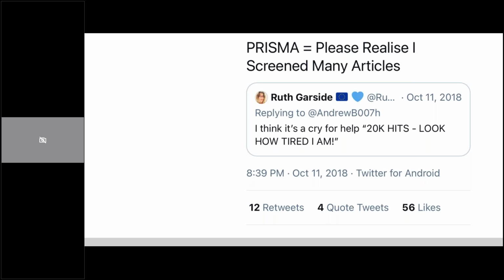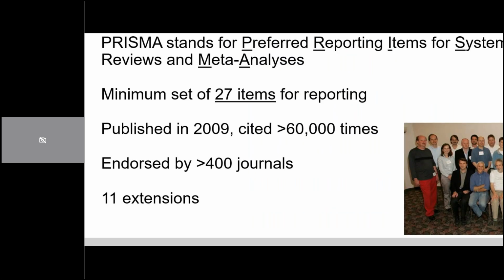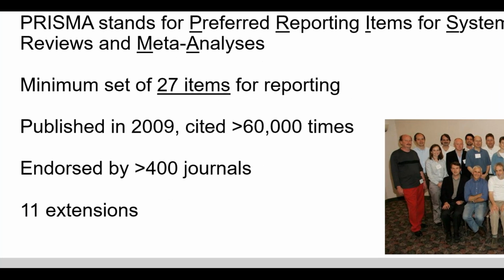they assume that this is possibly because people want to highlight how much work they did in terms of screening many articles. And it fits in the PRISMA acronym quite nicely. But PRISMA actually stands for the Preferred Reporting Items for Systematic Reviews and Meta-Analyses statement. This was a minimum set of 27 items recommended for reporting, which was published back in 2009 by this group of people listed on this slide here.